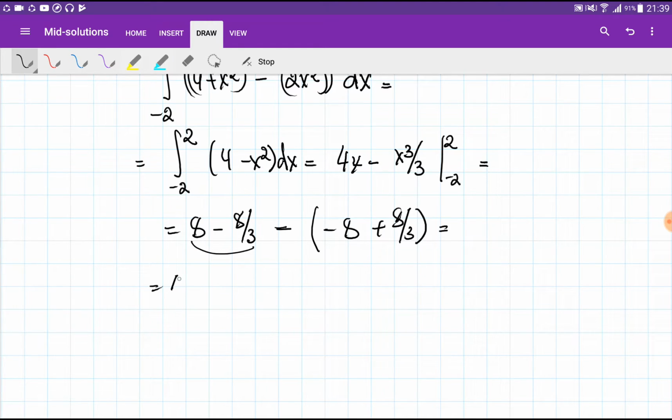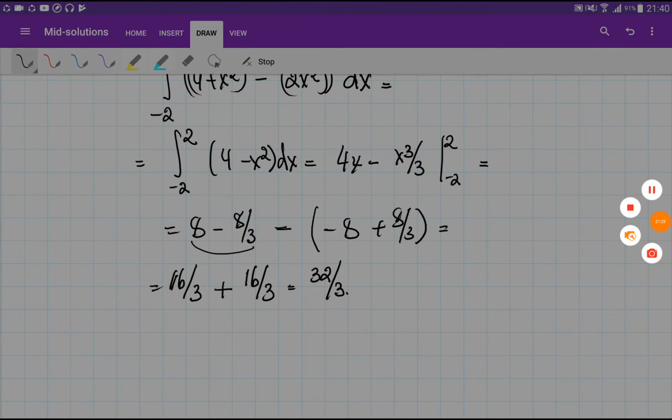So if I multiply it with this minus, it will be 8 minus 8 over 3 plus 8 minus 8 over 3. This is equal to 16 over 3 plus the same thing, 16 over 3, which is equal to 32 over 3. That's it. So we considered all the problems from the last midterm.